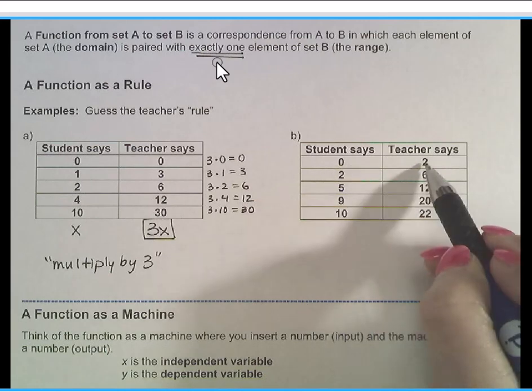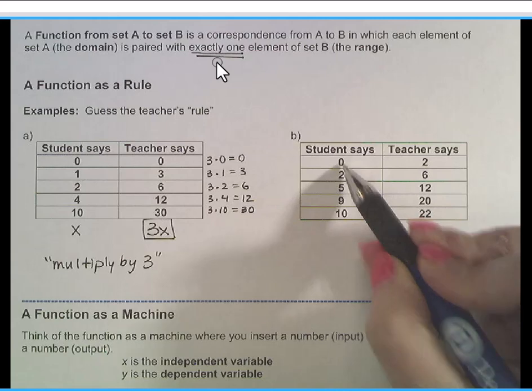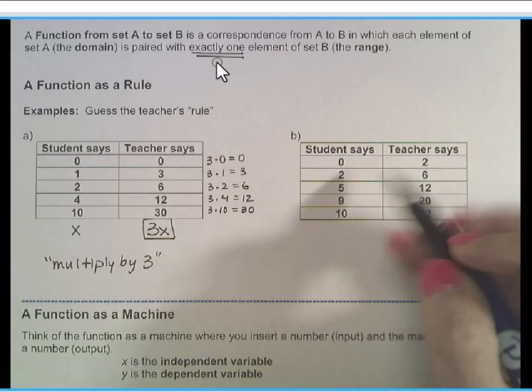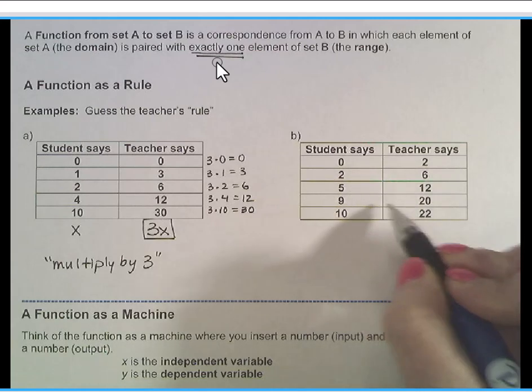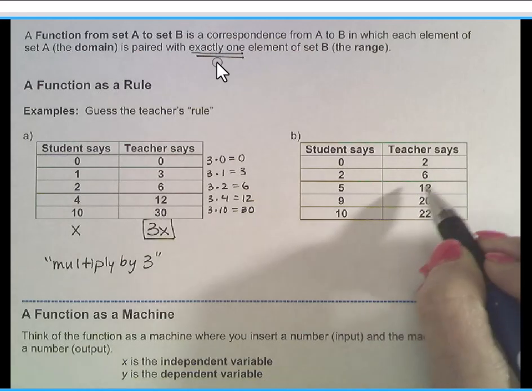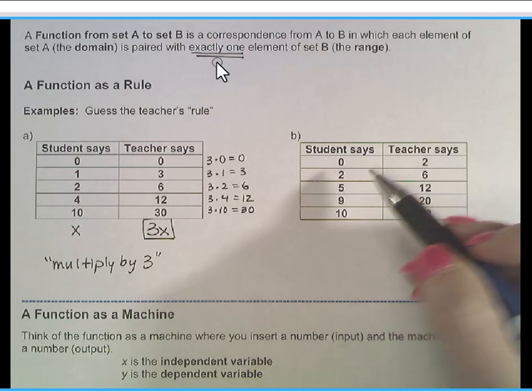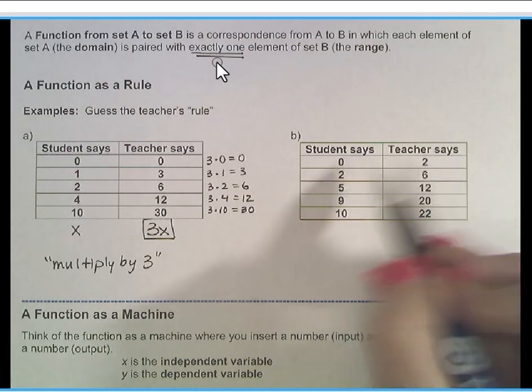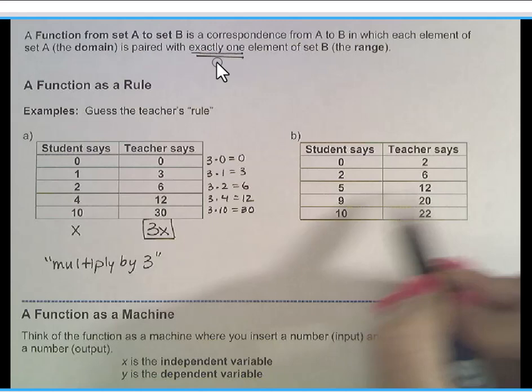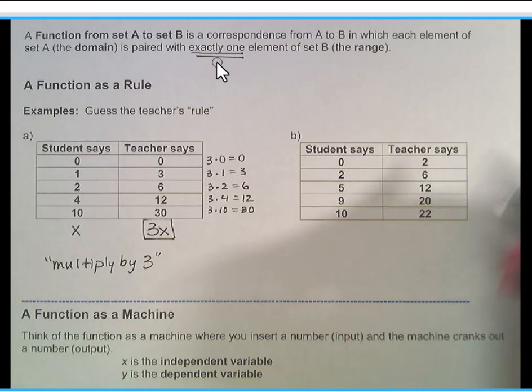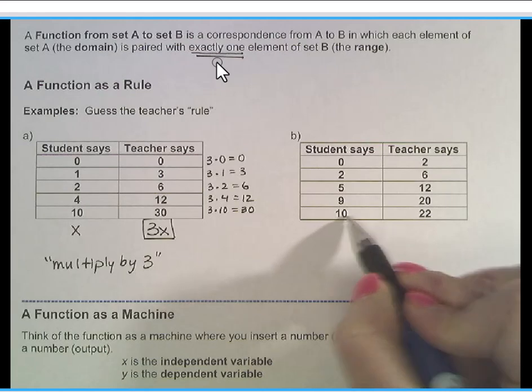It looks like 2 was 2 bigger than 0, and then the next one was 4 bigger, then the next one was 7 bigger. And so okay, that doesn't really help me. What if I were to double it? 0 doubled is 0, 2 doubled is 4, 5 doubled is 10, 9 doubled is 18. Oh, that's close, but not quite. If I double 10, I get 20, it's 20.